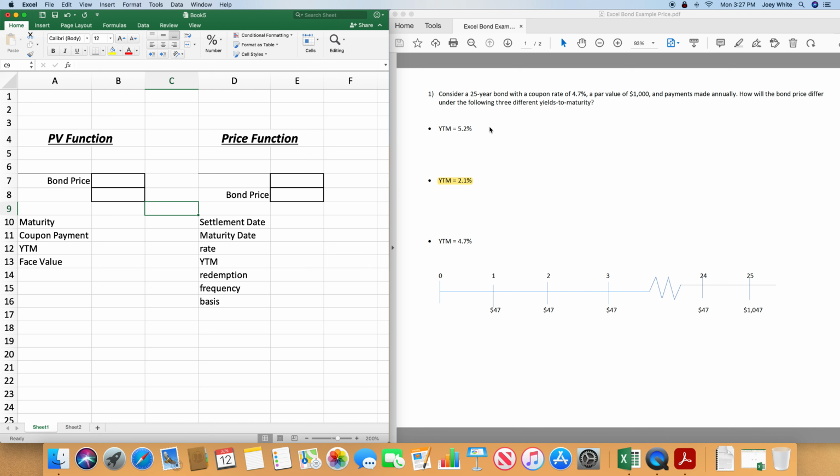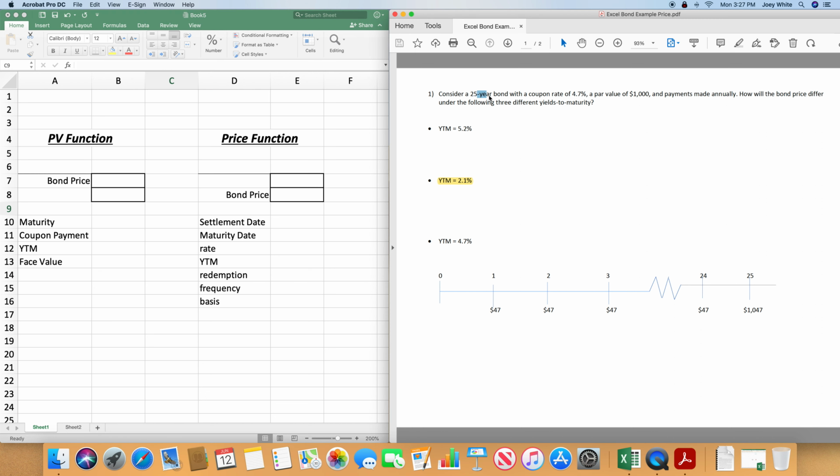I'm going to use this example. We have a 25-year bond, which matures in 25 years, has a coupon rate of 4.7%, and a par value of 1,000. At first, I'm going to assume annual payments, but later on, we'll also show how to do it in the case of semi-annual payments. It's not that big of a change.